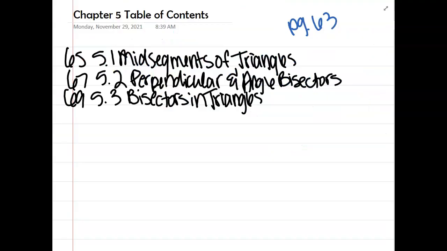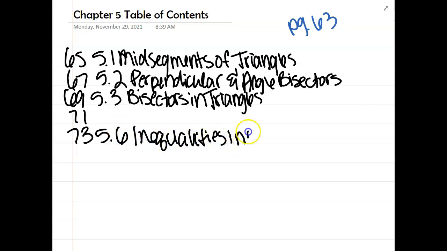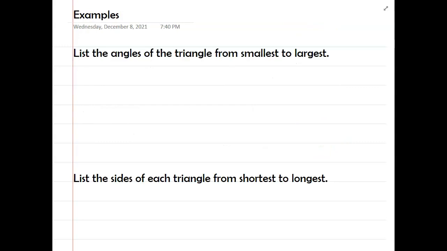Okay, let's get this glued into your notebook. I know I'm a couple pages behind here. This is section 5-6. This is inequalities in one triangle. Okay, so what are you guys doing today? At least I think, really pretty simple. So first thing is using those 2 theorems to decide how you could order the angles or the sides from smallest to largest.